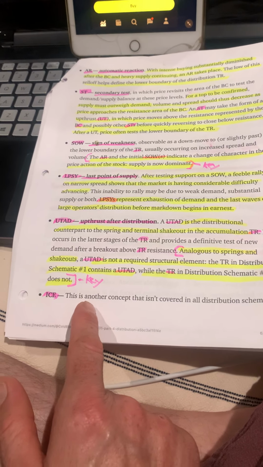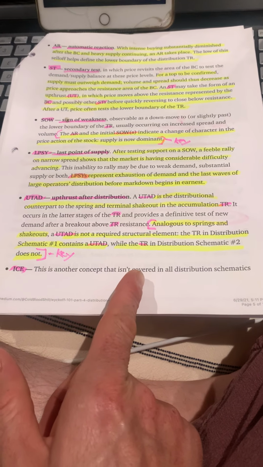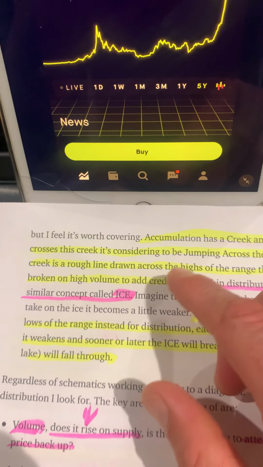ICE. This is another concept that isn't covered in all distribution schematics, except this one, because I'm just such a great researcher. Just kidding. But I feel like it's worth covering.